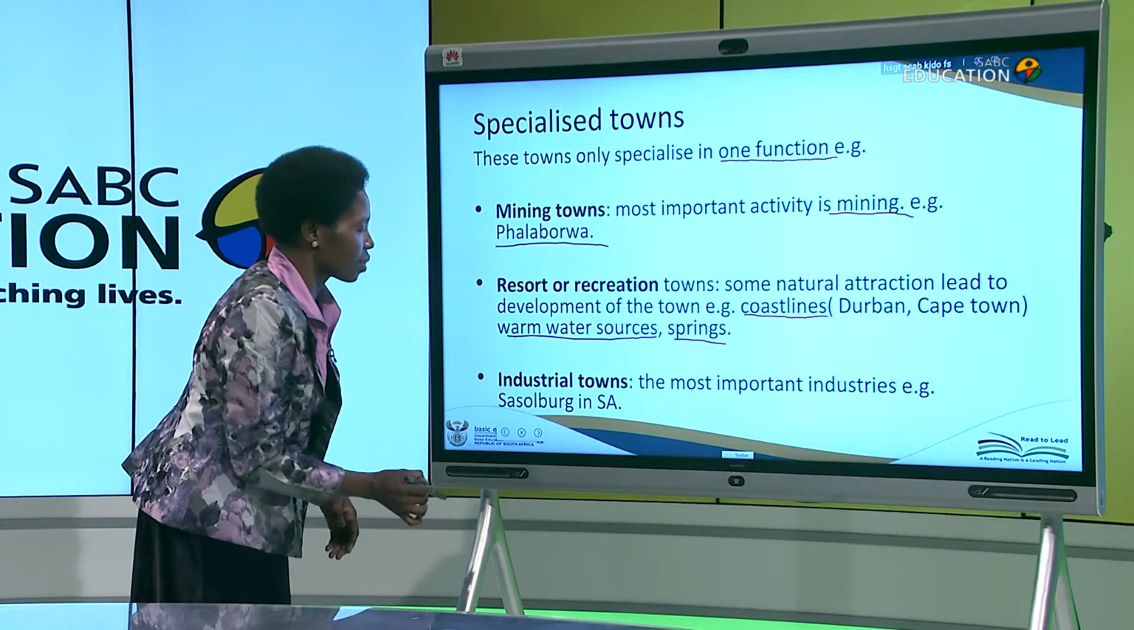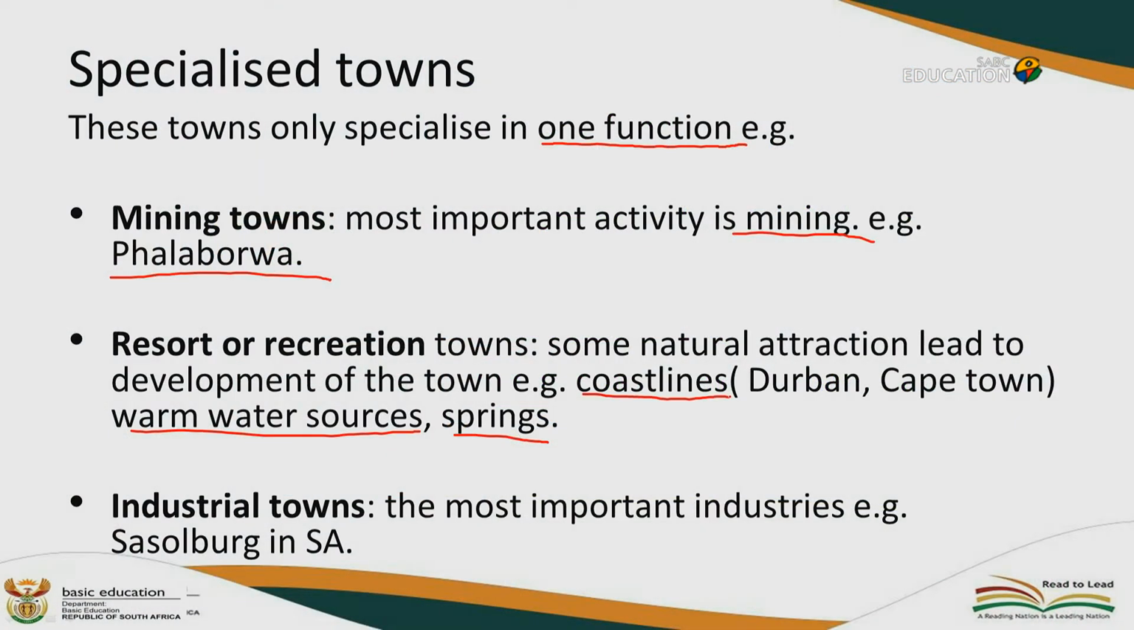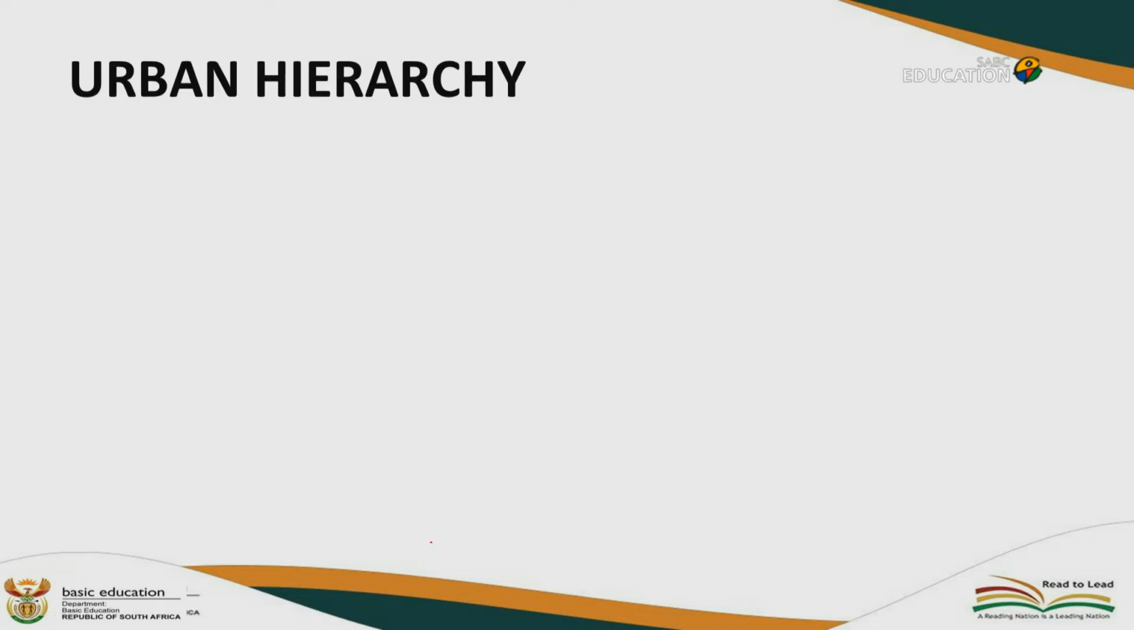Okay, let us look at the third one. We do have an industrial town. This industrial town, which means it has what? Imported industries. Okay, we have an example of that in Sasolburg where they are doing oil production. Okay, the last thing that we need to look at is urban hierarchy.